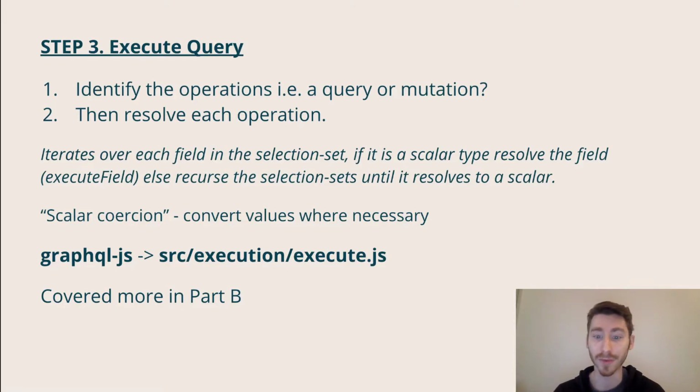The mechanism called scalar coercion comes into play here. Any values returned by the resolver are converted based on their return type. That's in order to uphold the API contract. For example, a resolver returning a string of 123, but with a number type attached to it, would be returned under a number 123, so it would be converted into a number. This is all found under the execute.js file inside of GraphQL.js, and then lastly, the result is returned. And as I mentioned before, this is going to be covered in part B of this talk.